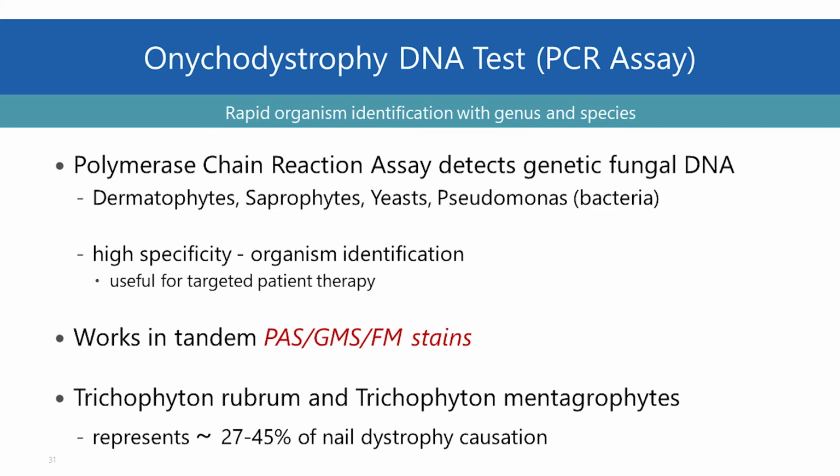Now, T. rubrum and T. mentagrophytes represent approximately 27 to 45% of nail dystrophy.